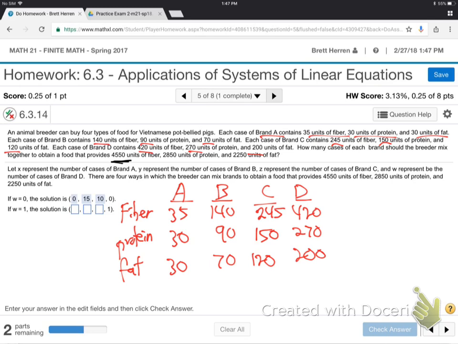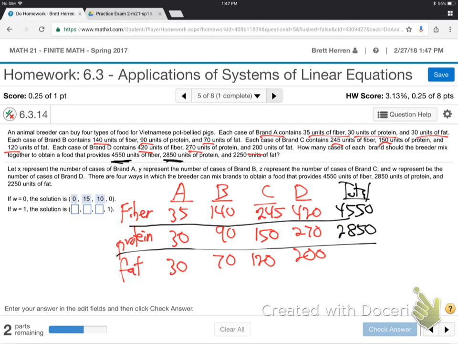So now, let me help you with this. Where am I going to put the 4550? Because this will come up pretty commonly. They'll give a big old table and a bunch of numbers like this. I'm going to put that as a big old fiber row right here. This is the total for fiber. Everybody see how I put it there for the fiber row? And the next one is the 2850 for protein. That's the total of the protein row. And then the fat, 2250. That's the total for the fat row. Good there? Everybody see that? Okay, great.